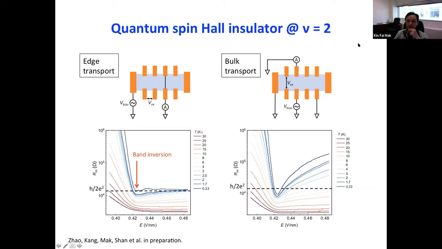Yeah, thank you. This is Daniel Suarez from the Hafezi group at JQI. I wonder about the contacts, because normally it is difficult to contact TMD materials and normally people use graphite, right? But it seems challenging to use graphite for this kind of structure. So I wonder, what are those contacts made of?